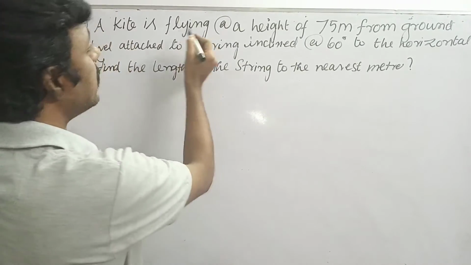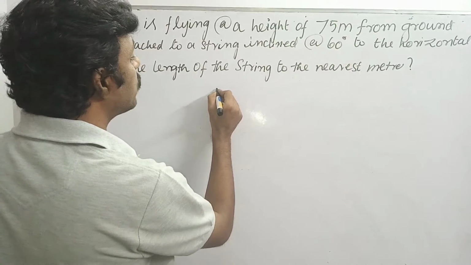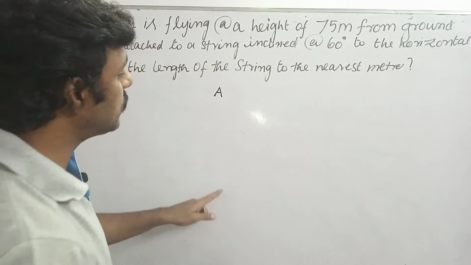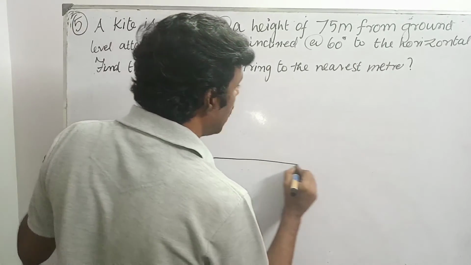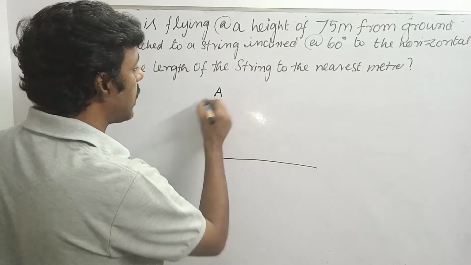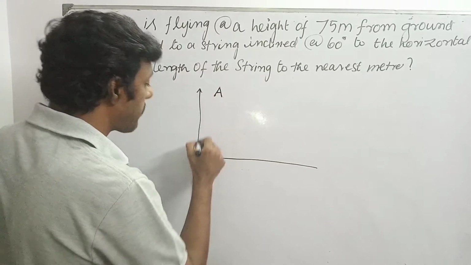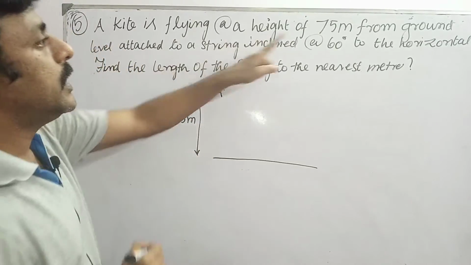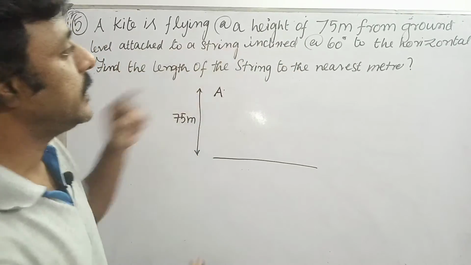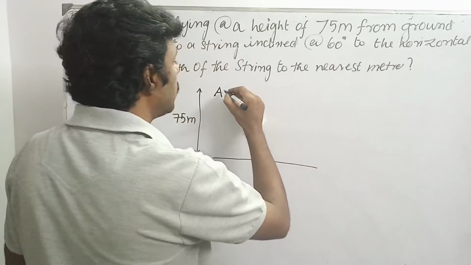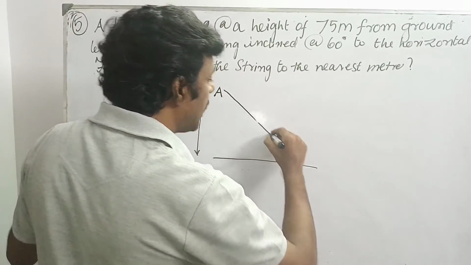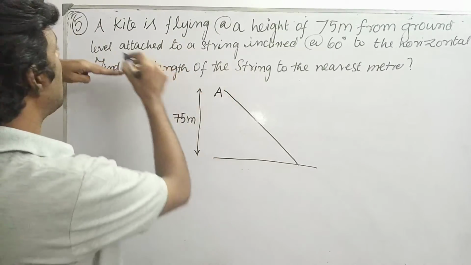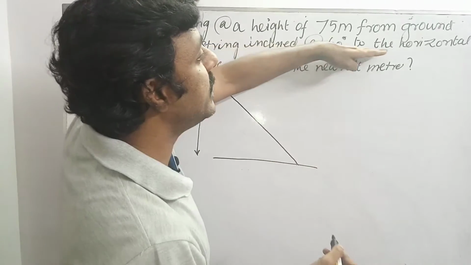So a kite is flying at a height of 75 meters. Let us assume that A is the kite. This kite is flying at a height of 75 meters from the ground. Let this be the ground level. The kite is attached to a string that is inclined at 60 degrees to the horizontal.